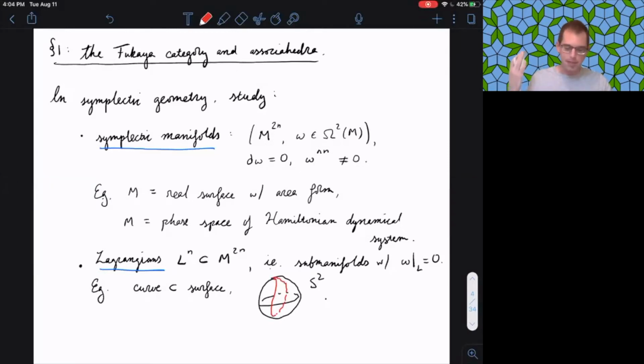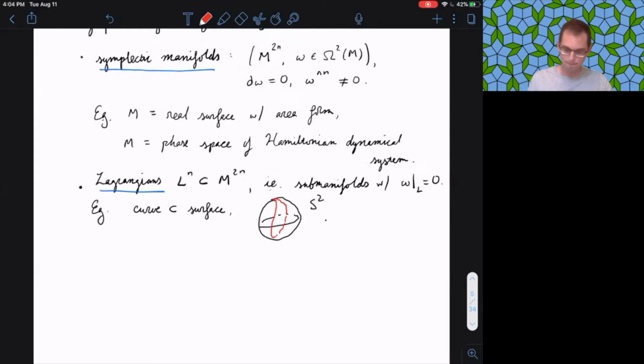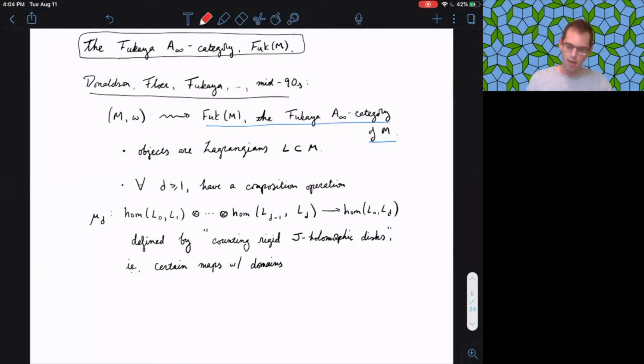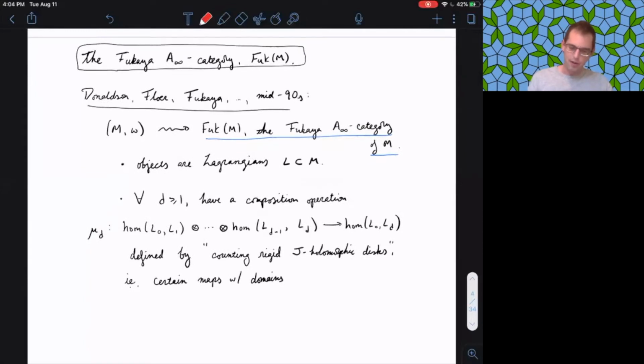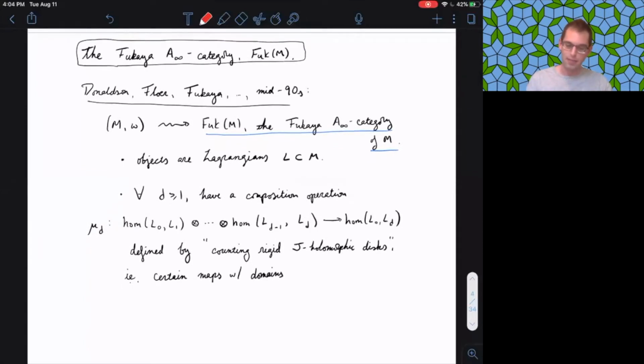And it turns out that Lagrangian submanifolds come up all over the place in symplectic geometry, to the extent that Alan Weinstein said that everything is Lagrangian, meaning that a surprising proportion of symplectic concepts can be formulated as Lagrangian submanifolds. And so now we get to this invariant of a symplectic manifold that's built out of Lagrangians, which is called the Fukaya A∞ category associated to a symplectic manifold.